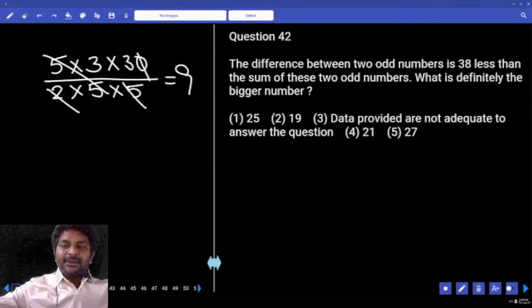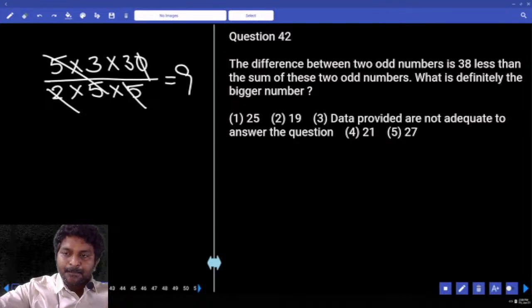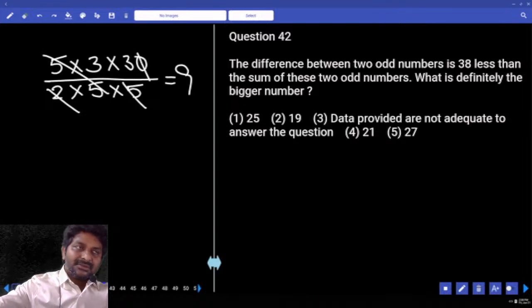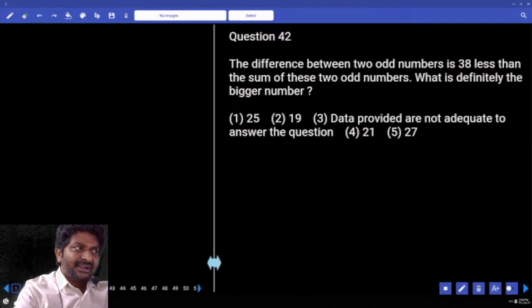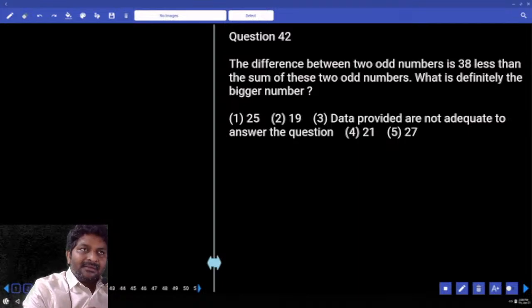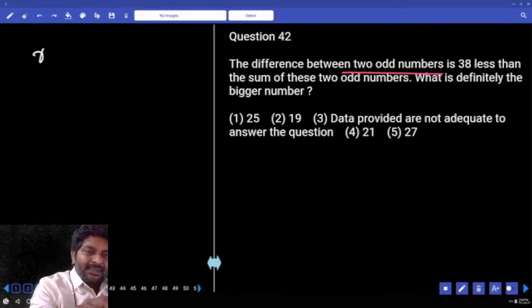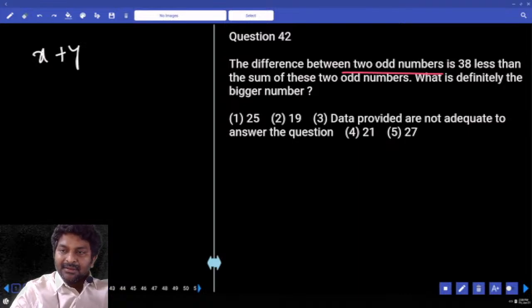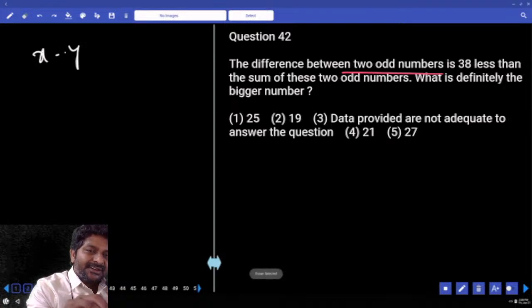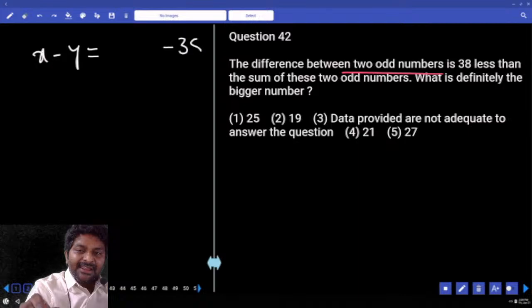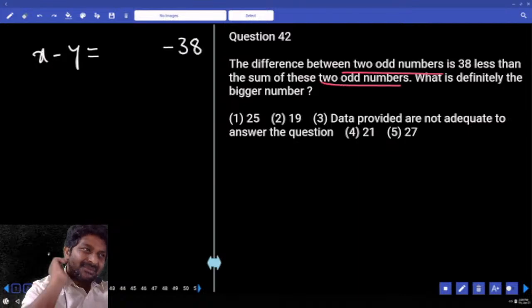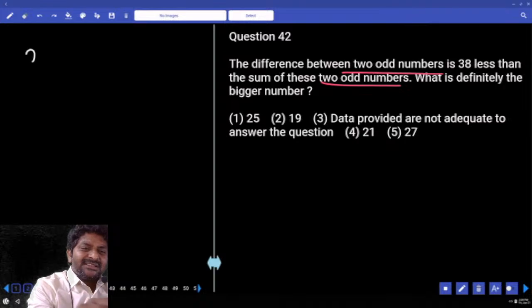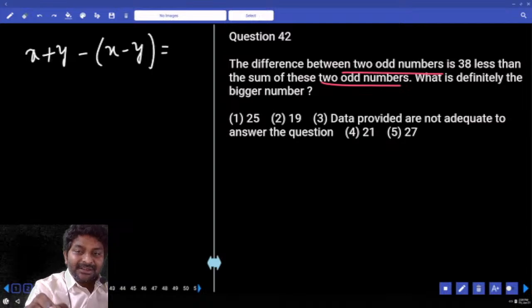Next, the difference between two odd numbers is 38 less than the sum of these two odd numbers. There are two numbers. They may be odd numbers or even numbers, doesn't matter. Sum of two numbers, x plus y. I am assuming x is largest number. Difference between both the numbers, difference in the sense x minus y, is equal to 38 less than sum of these two numbers. The other way, can I write it as sum of two numbers and difference between both the numbers? Difference is 38.